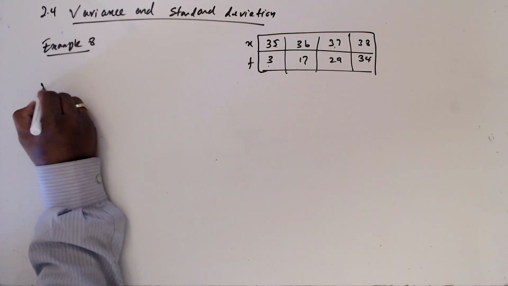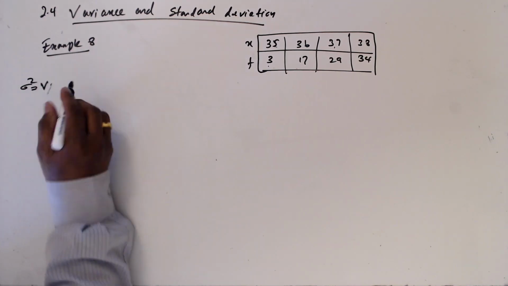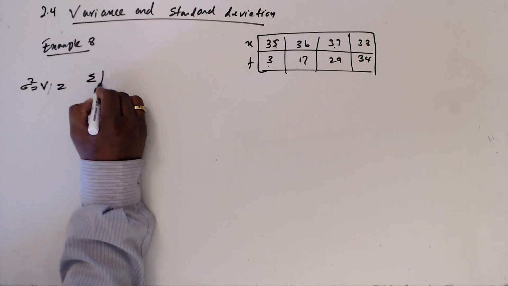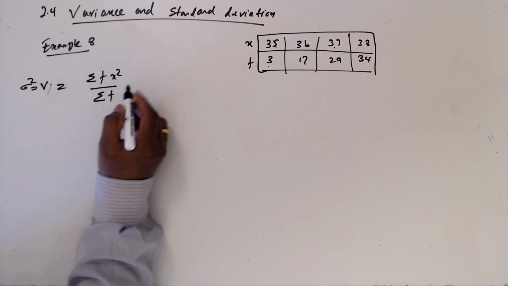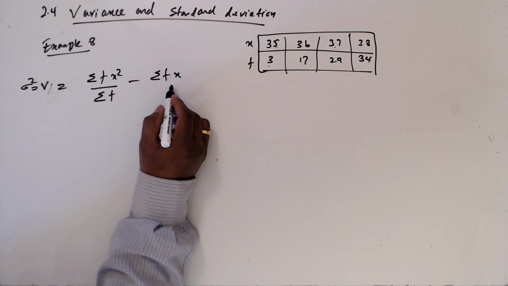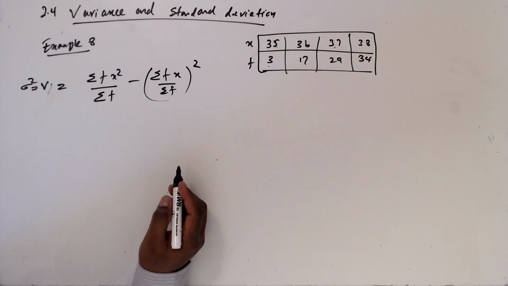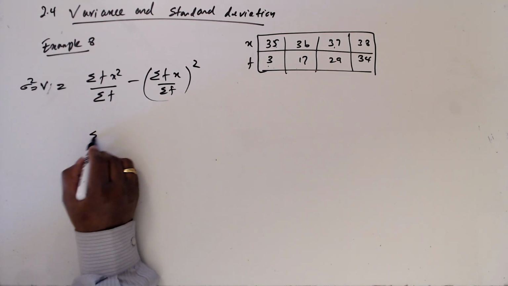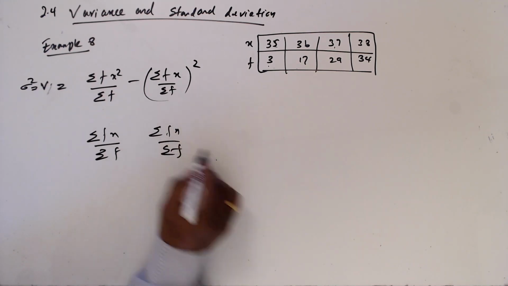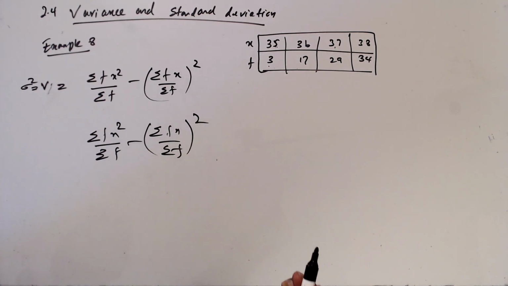We can use the formula for V or sigma square. The formula is summation fx square over summation f, minus summation fx over summation f. How do you remember this formula? You can write summation fx over summation f, summation fx over summation f, the same term two times, and this is square like this, and this is square like this.